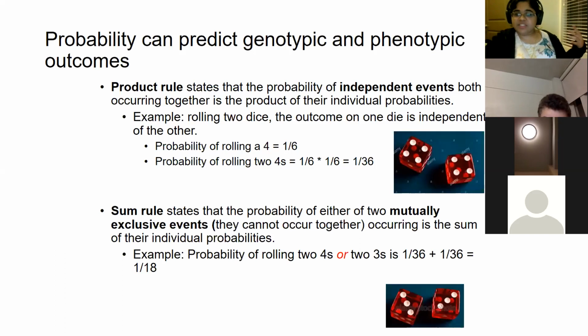Next we have the sum rule. The sum rule states that the probability of either of 2 mutually exclusive events occurring is the sum of their individual probabilities. So it's kind of like an either or situation in this case. So the probability of rolling either 2 4s or 2 3s will end up being this plus the probability of 2 3s, which gives you 1/18. Does that make sense? So it's like an either or situation where order doesn't really matter.